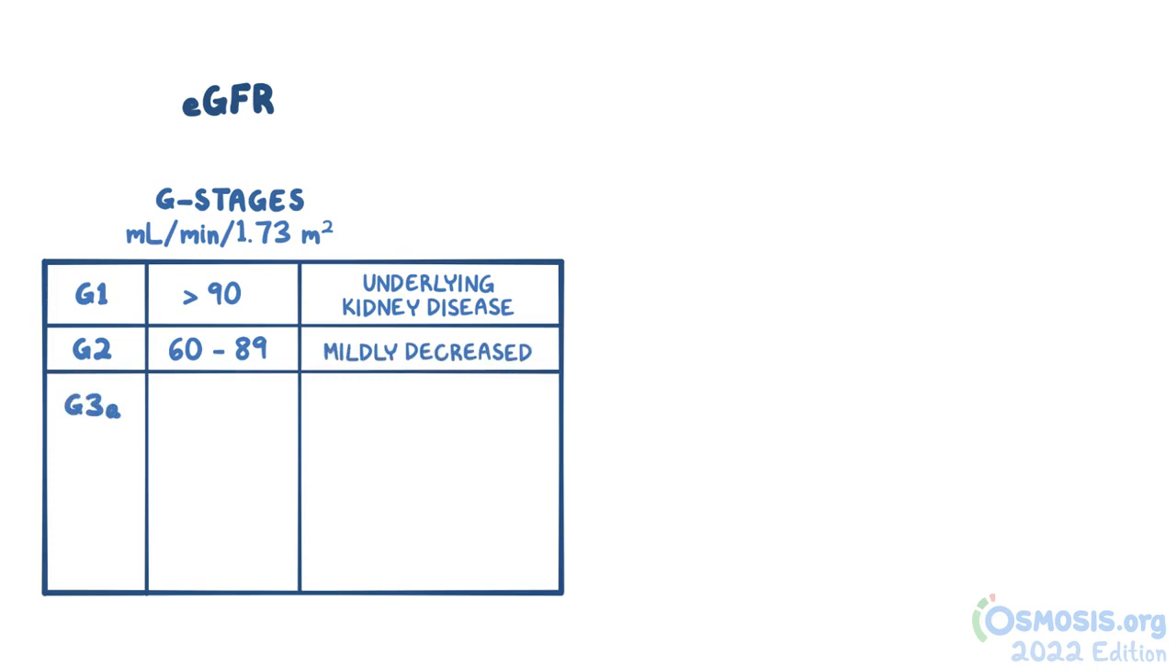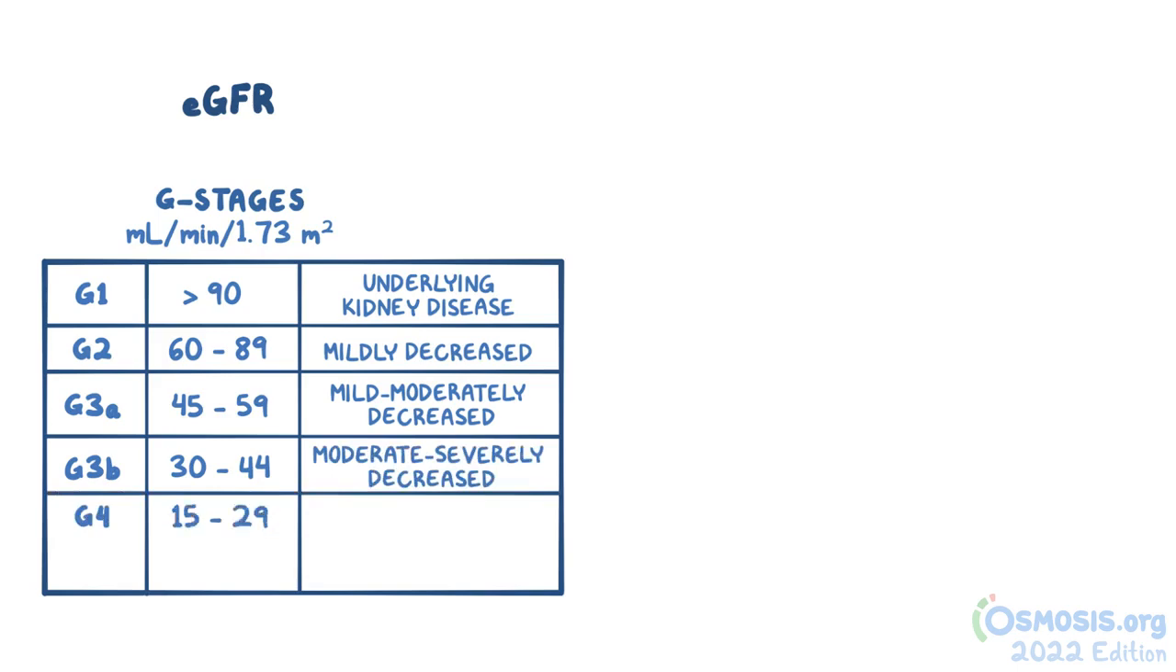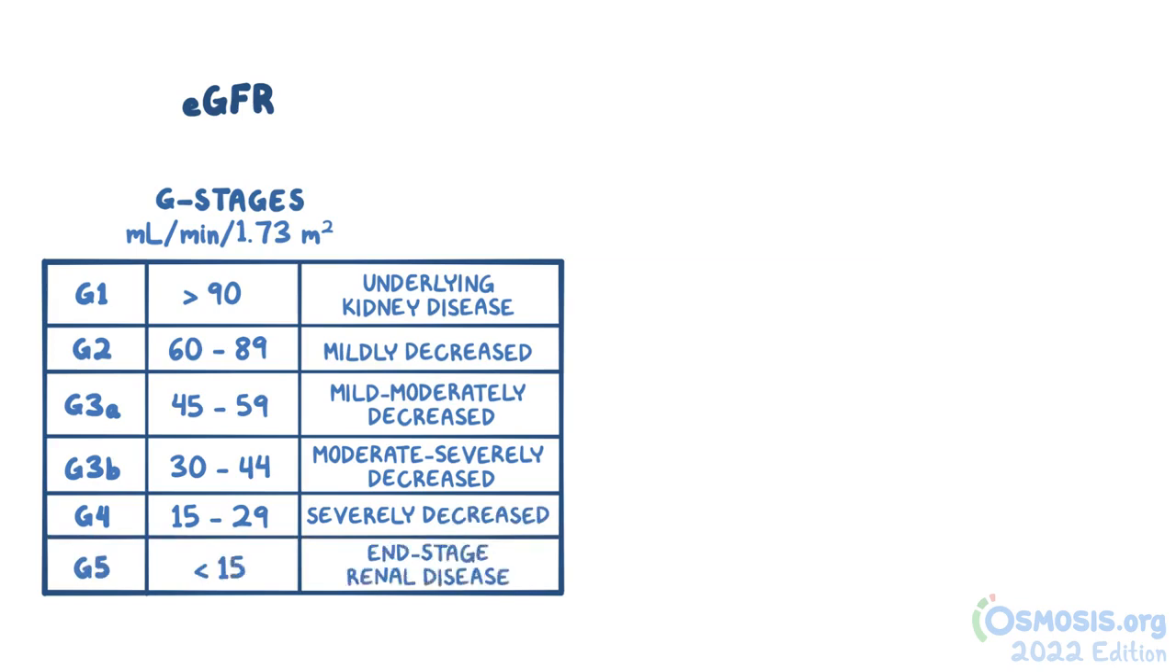G3A is when the eGFR is between 45 and 59, and this is mildly to moderately decreased kidney function. G3B is when the eGFR is between 30 and 44, and this is moderately to severely decreased kidney function. G4 is when the eGFR is between 15 and 29, and this is considered severely decreased kidney function. Finally, there's G5, where the eGFR is below 15, and this is end-stage renal disease, or ESRD.